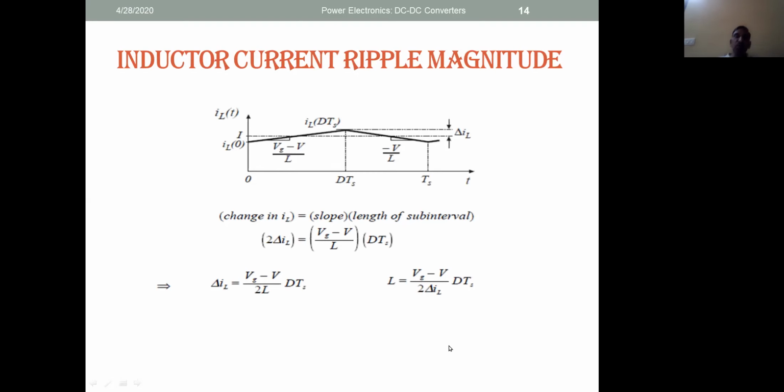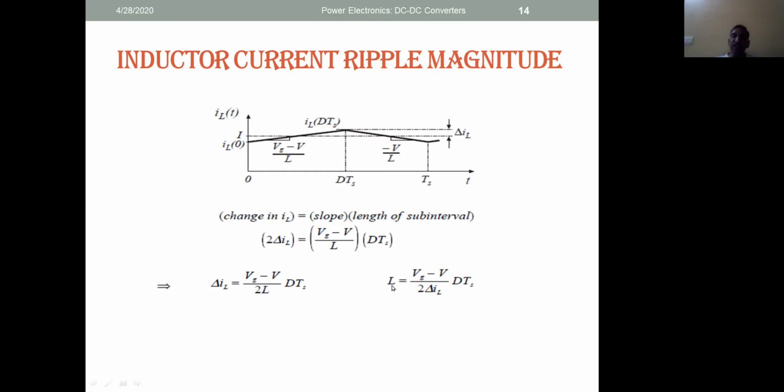The major role is played by the inductor. So the ripple magnitude of the inductor current, because the inductor current rise and decay decides whether it's a continuous current converter or a discontinuous current converter. So this is my inductor current, which is rising during the on period, falling during the off period with these slopes (Vg minus V) by L and minus V by L, which is already discussed. So the change in IL, delta IL, is (Vg minus V) by L into duty cycle into Ts, which is the switching period. So delta IL is (Vg minus V) by twice L into D Ts, D is duty cycle into switching period.